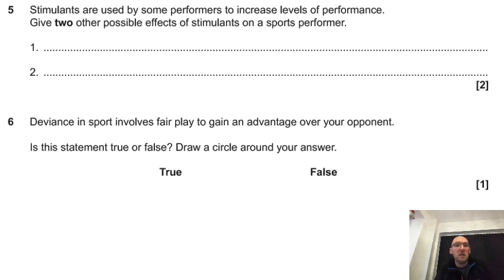Okay, number 6, deviance in sport involves fair play to gain an advantage over your opponent. Is this statement true or false? Draw a circle around the answer, and the answer is false.